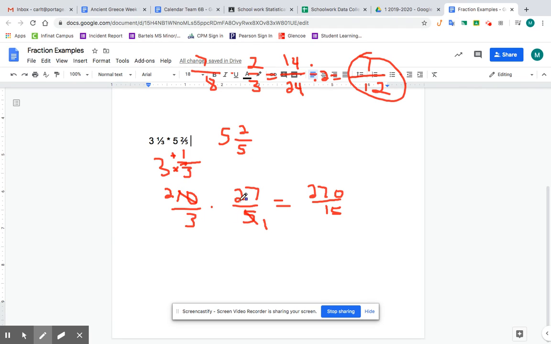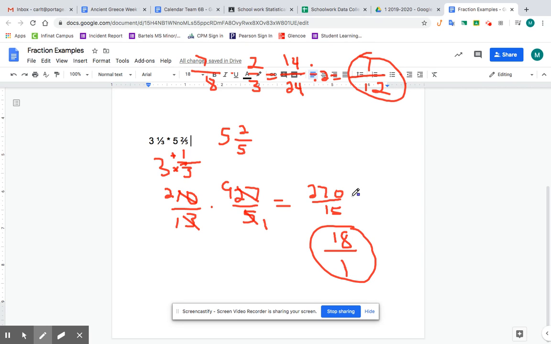3 and 27 also go into each other. 3 goes into 3 one time. 3 goes into 27 9 times. So if I multiply across now, I have 1 on the bottom, so I'm going to have 1 as my denominator. 2 times 9 is 18. So 18 over 1, which I know is in lowest terms, so that is my final answer.